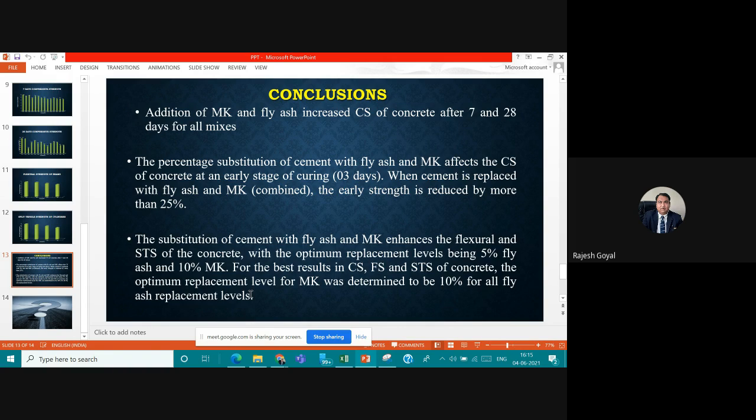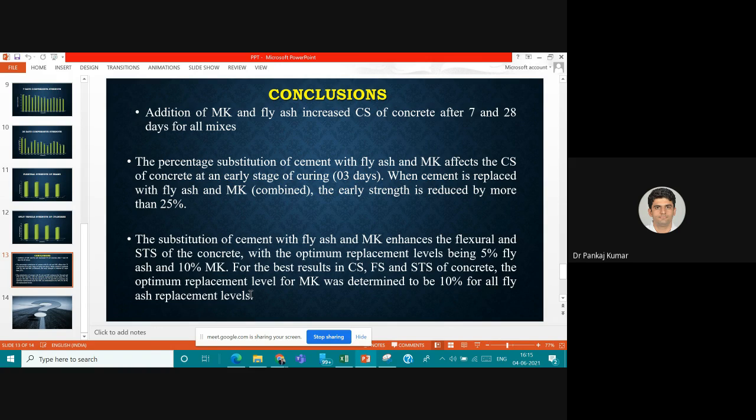M25 or M20, we can use the standard mix also, but our intention was to use the mix design. That's why we have chosen it. When we are going for mix design, we thought it better to go for a bit higher grade. So that was the reason, although there is no hard and fast rule for this.